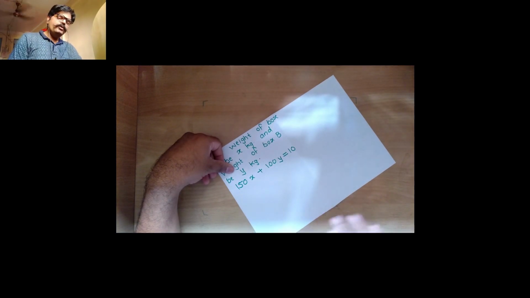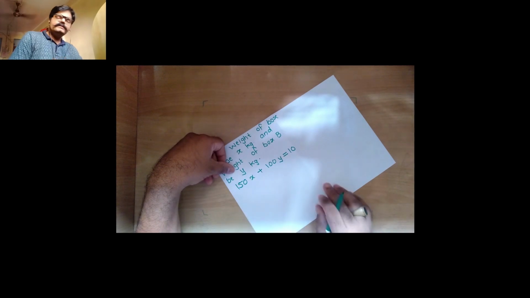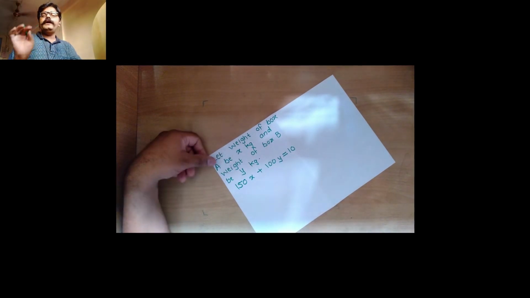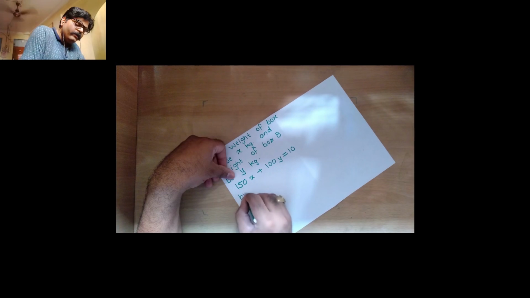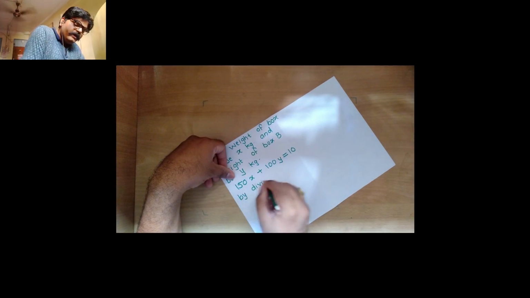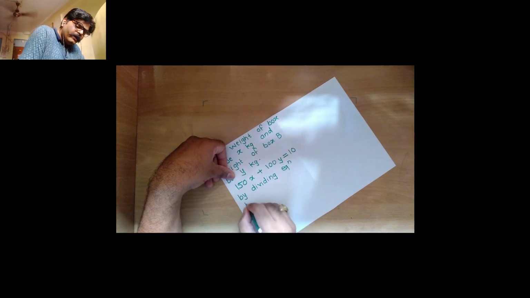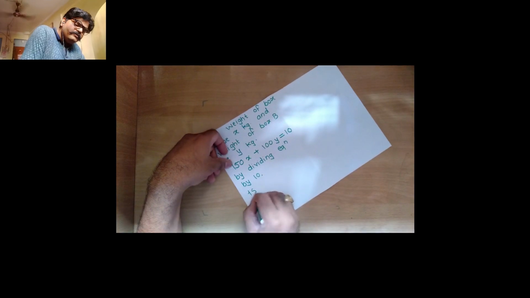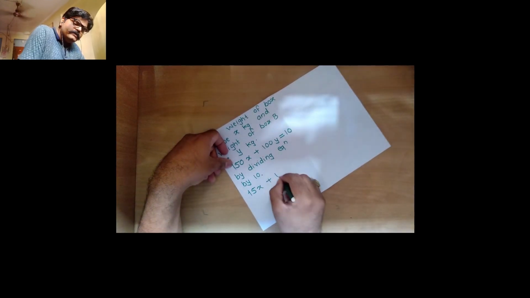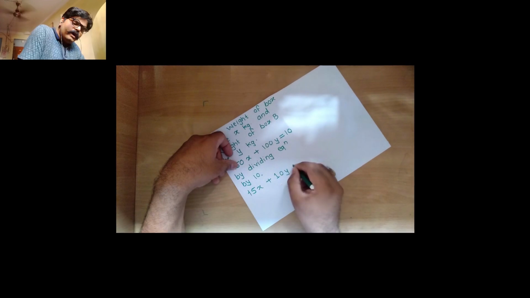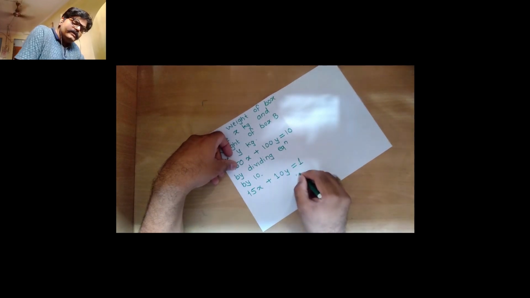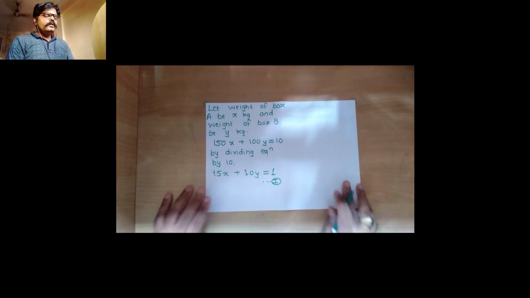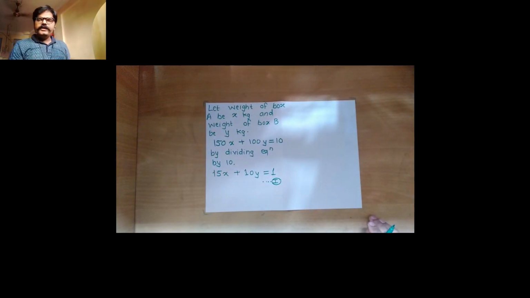Now, exactly how to handle the situation: overall, this equation we are going to divide by 10. Therefore, dividing the equation by 10, after division what we are going to get is 15x plus 10y is equal to 1. Let us call this equation number 1. So the first equation we have written over here.